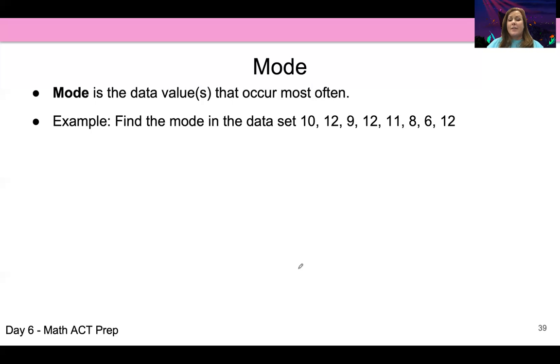Now, let's find the mode in this data set. So you basically just go through here and go, okay, I got 10, 12, not the same, 9, not the same, 12, ooh, this is the second time it occurred. 11, no. 8, no, not been seen before. Ooh, 12, here's the third time it appears. That tells me that 12 is the mode in this data set.